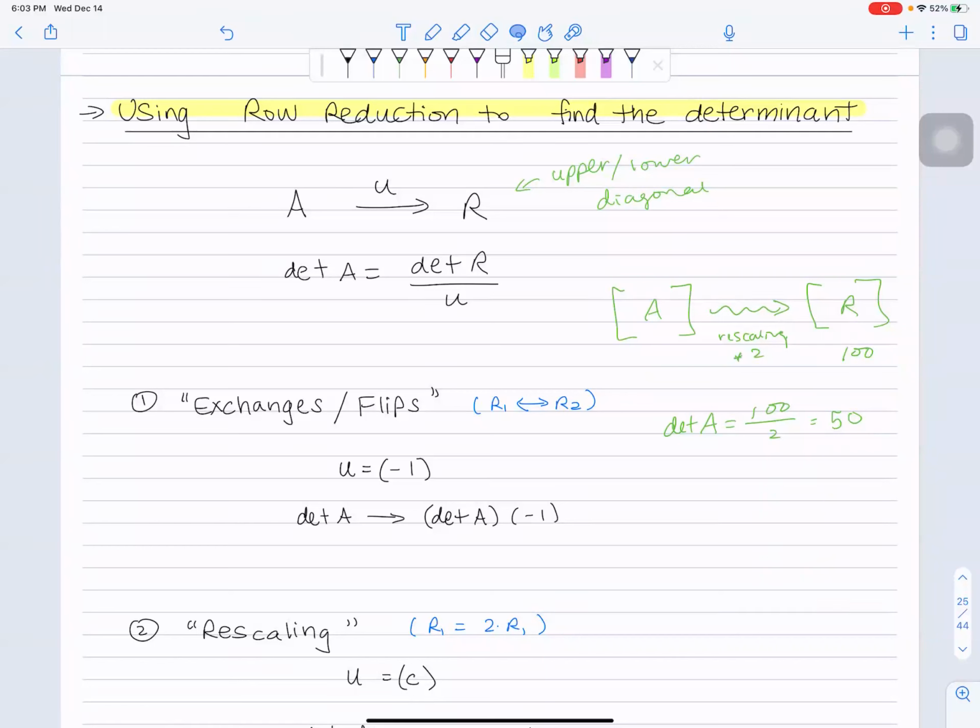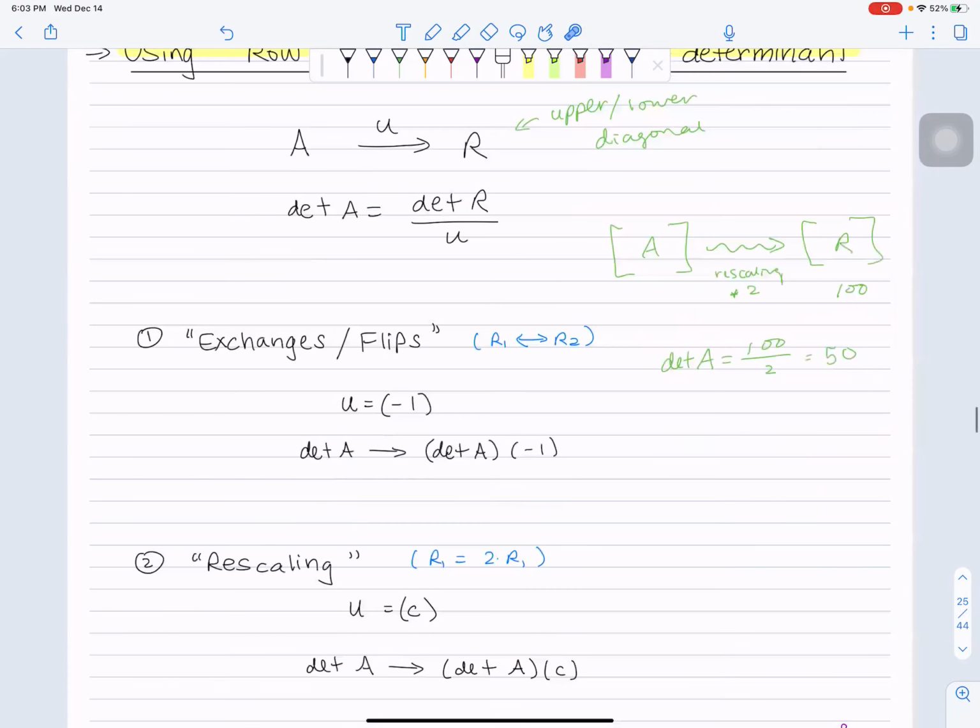Yes, but I would think of it as dividing by 2 so you don't get confused. If you multiply a row by a half, then you would multiply your other thing by half as well, or by 2. So whatever operation you do multiplies your determinant. You get to this row reduced matrix, but you want to go backwards, so you do the opposite operation. You divide by whatever happened. Okay. Does that make sense to everyone?